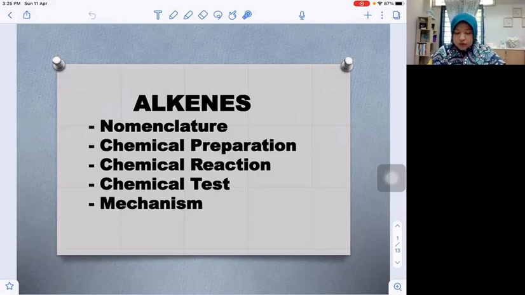So today we want to continue with the second class of the compound, which is the alkene. In this class of compound, firstly we'll discuss the nomenclature, how to give names to the molecules of the alkene. Secondly, we will discuss the chemical preparation, how to prepare the alkene in the lab, or the chemical reactions to produce alkene. Then the third one, we'll discuss the chemical reactions of alkene. And the fourth one is the chemical test, or any reactions that become a test to identify the presence of alkene. And finally is the mechanism of a reaction.